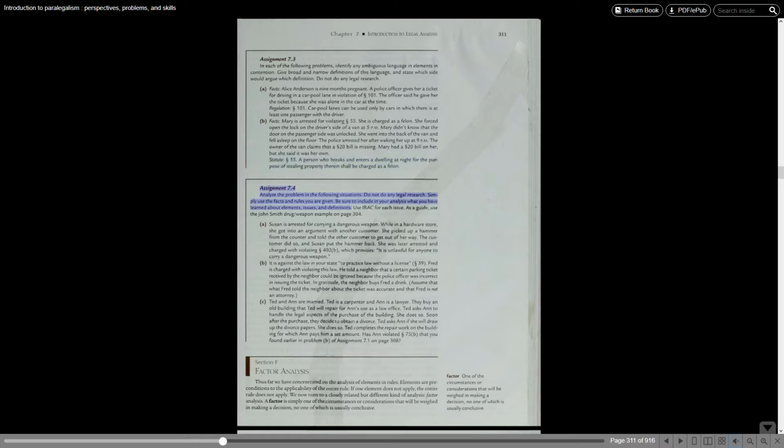Assignment 7.4. Analyze the problem in the following situations. Do not do any legal research. Simply use the facts and rules you are given.